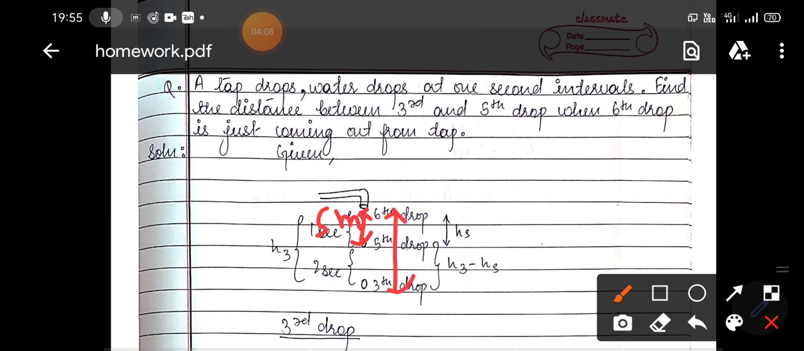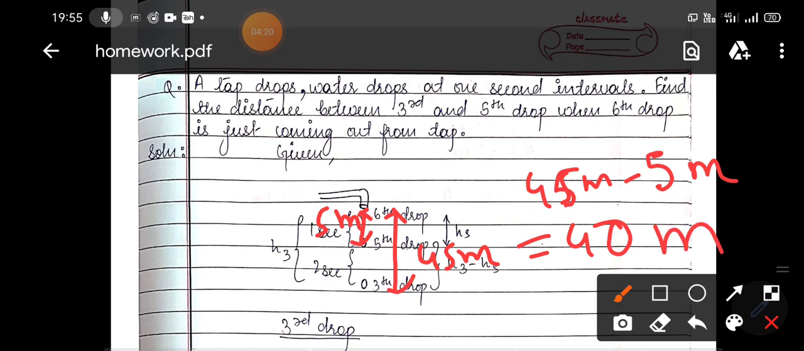And the distance between the tap and the third drop is 45 meter. So the distance between the third drop and the fifth drop is 45 meter minus 5 meter. So 45 minus 5 is 40 meter. So this is your answer.